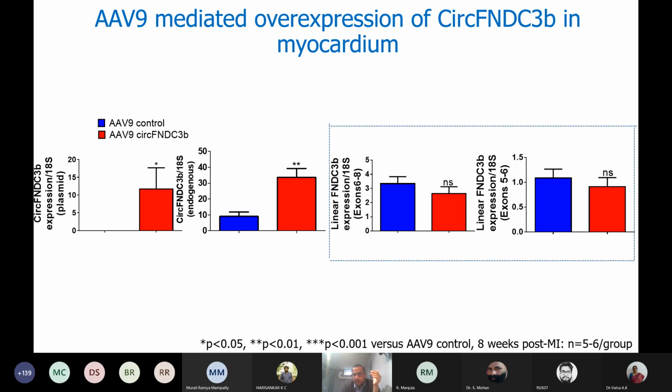But interestingly, the cognate gene, wherever this circular RNA is coming from, did not change. So again, we also prove here that in vivo, when we are overexpressing this circle, there is no effect on the cognate gene, only that we are increasing the circular RNA levels.